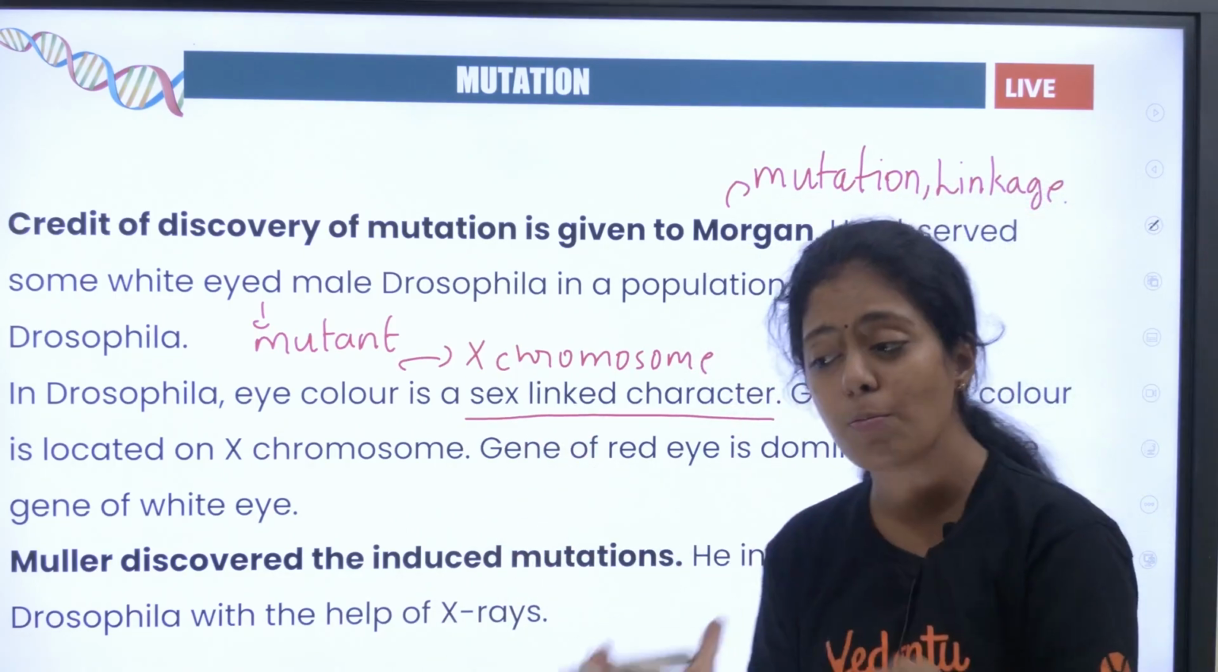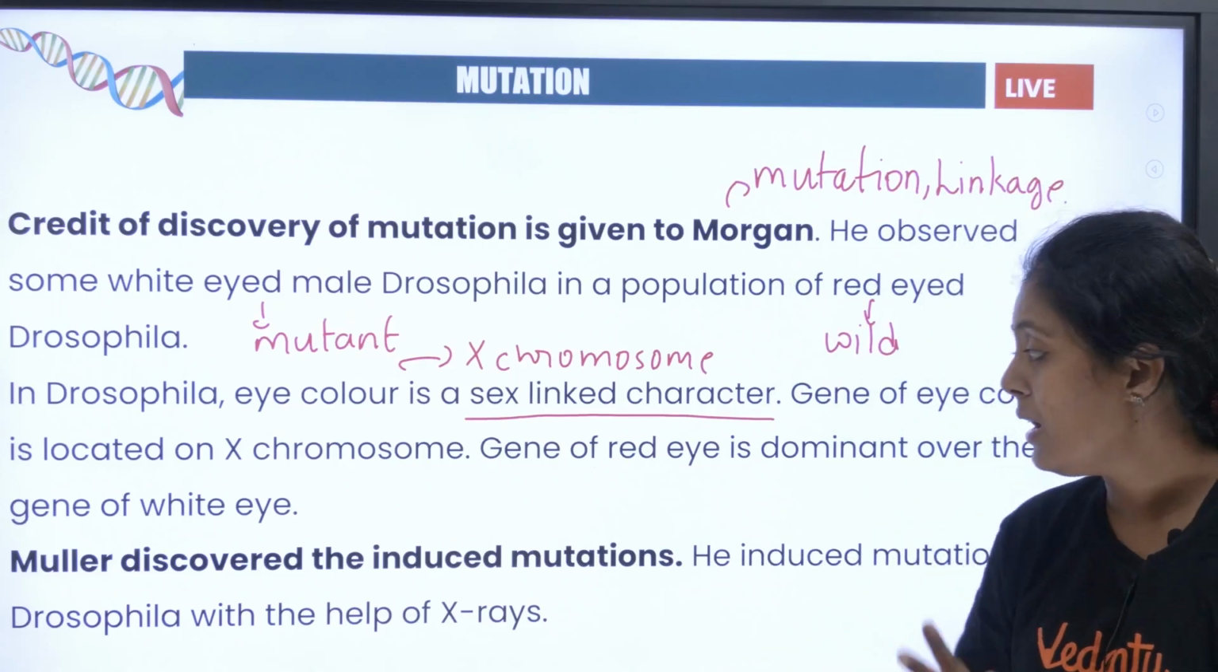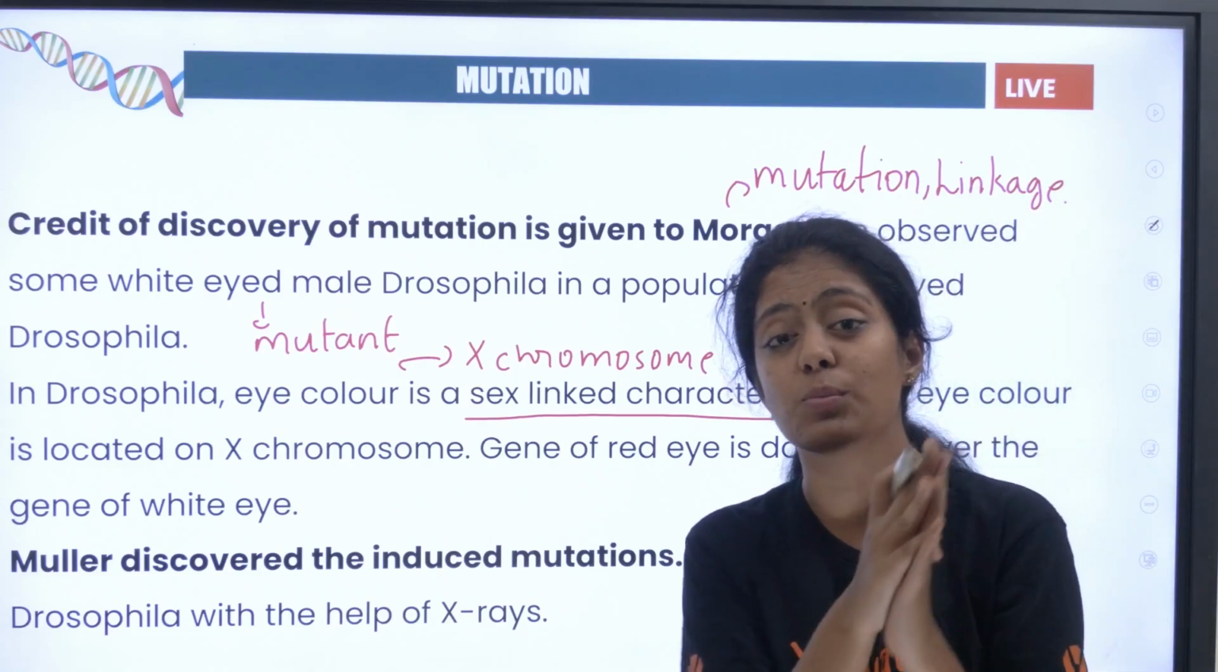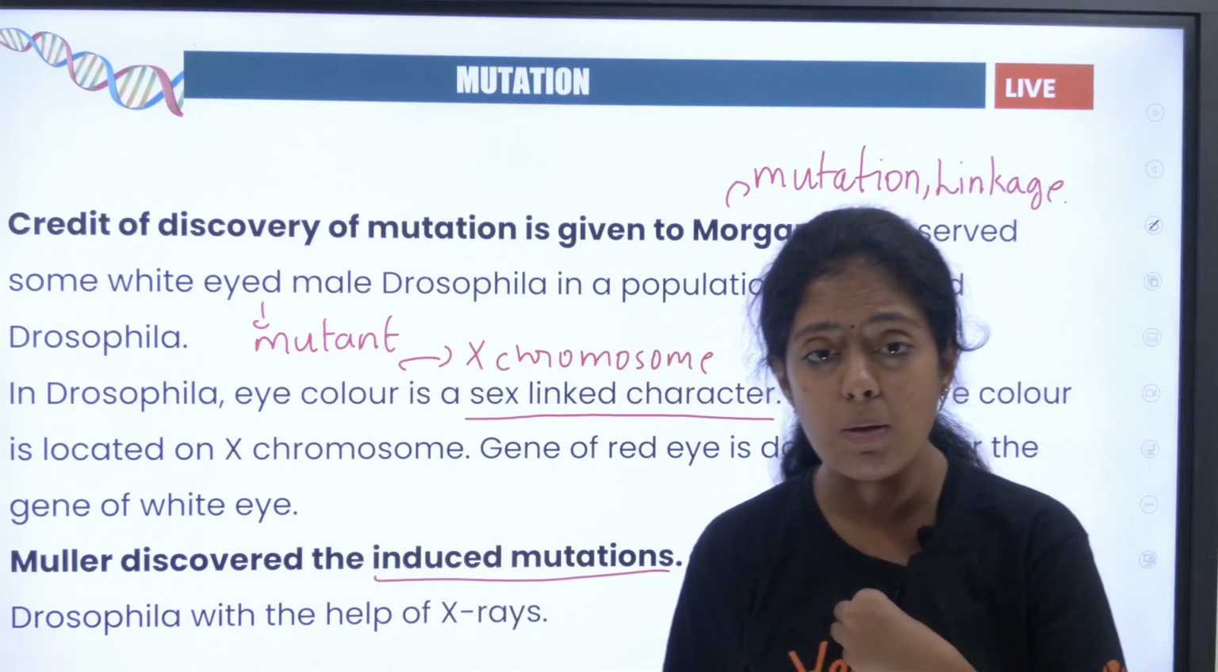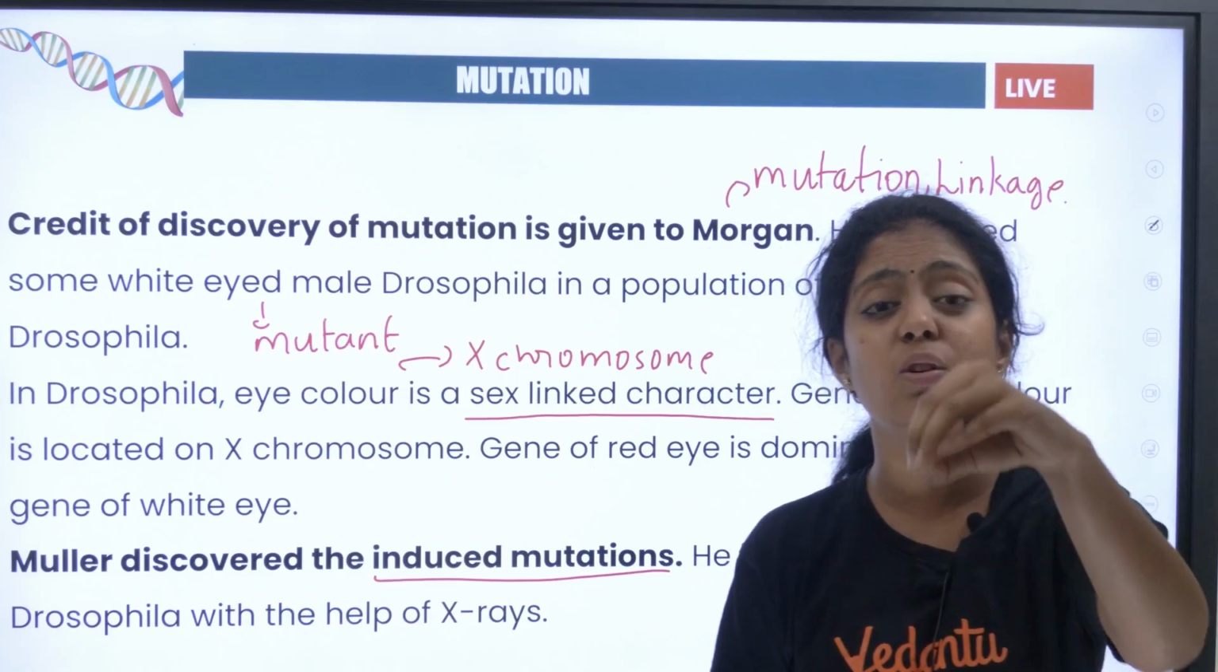And there was one more person called Muller. Muller discovered induced mutation. What is induced mutation? Me, a human being, can artificially induce mutation.